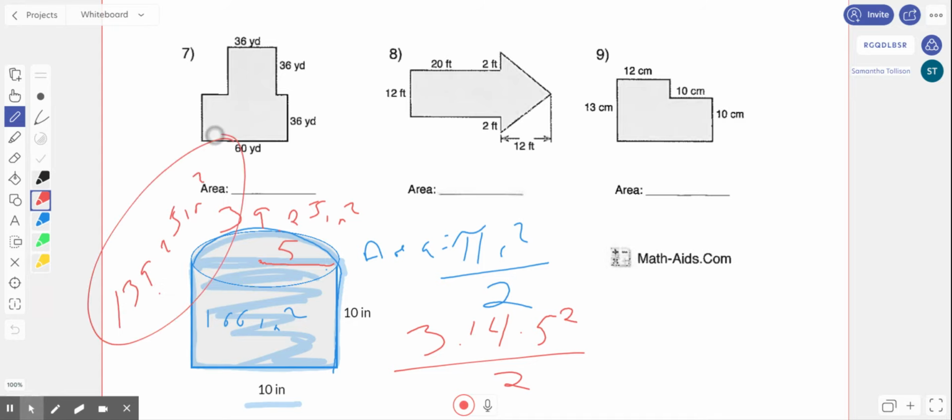So I just wanted to show you that as well, because you are going to see some of those examples dealing with those semicircles. So a semicircle is just half of a regular circle.